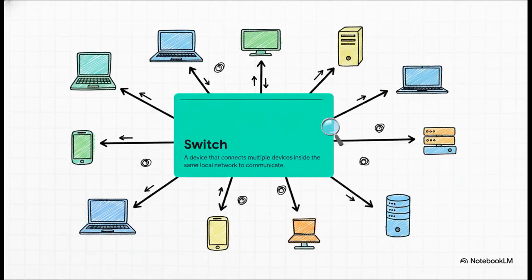Now, contrast that router with a switch. While a router connects different networks together, a switch connects multiple devices inside the exact same local network. It basically helps all the devices in one space communicate smoothly and directly with each other.